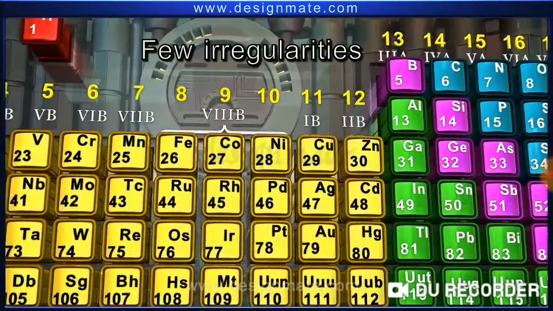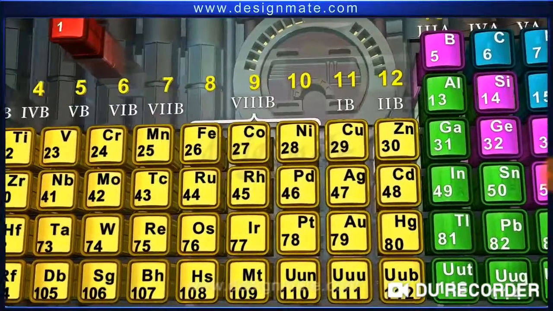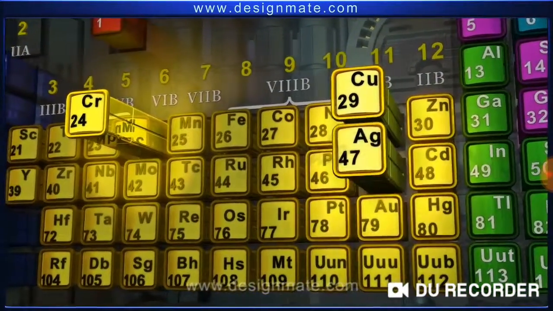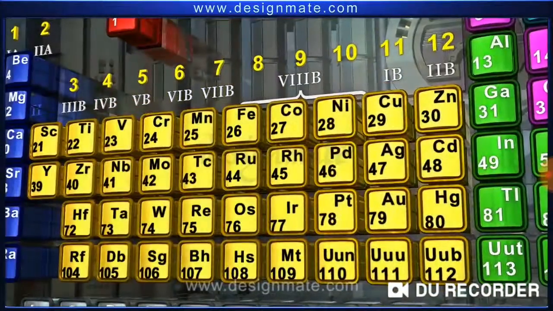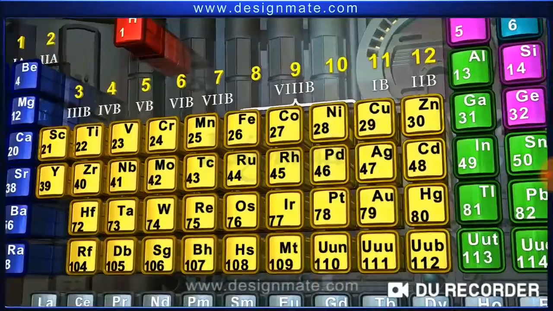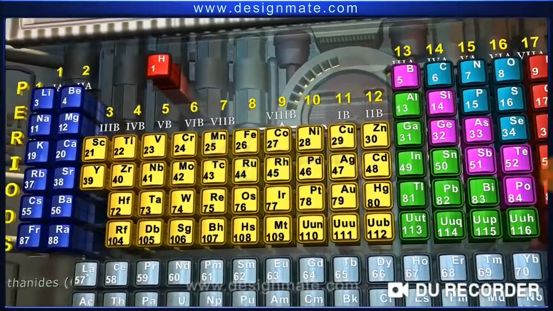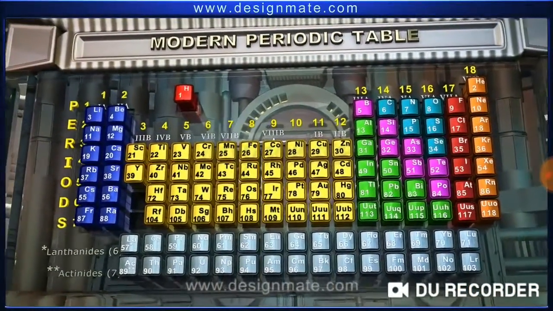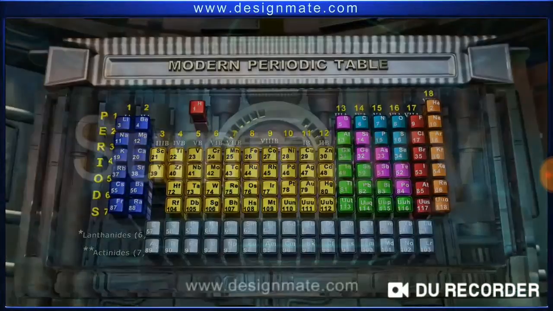However, there are a few irregularities shown by some elements in their configurations, such as chromium, copper, silver, gold, etc., which we will study in a separate topic. Despite these irregularities seen among the elements, it is possible to predict the position of most of the elements in the periodic table from their configurations and vice versa.